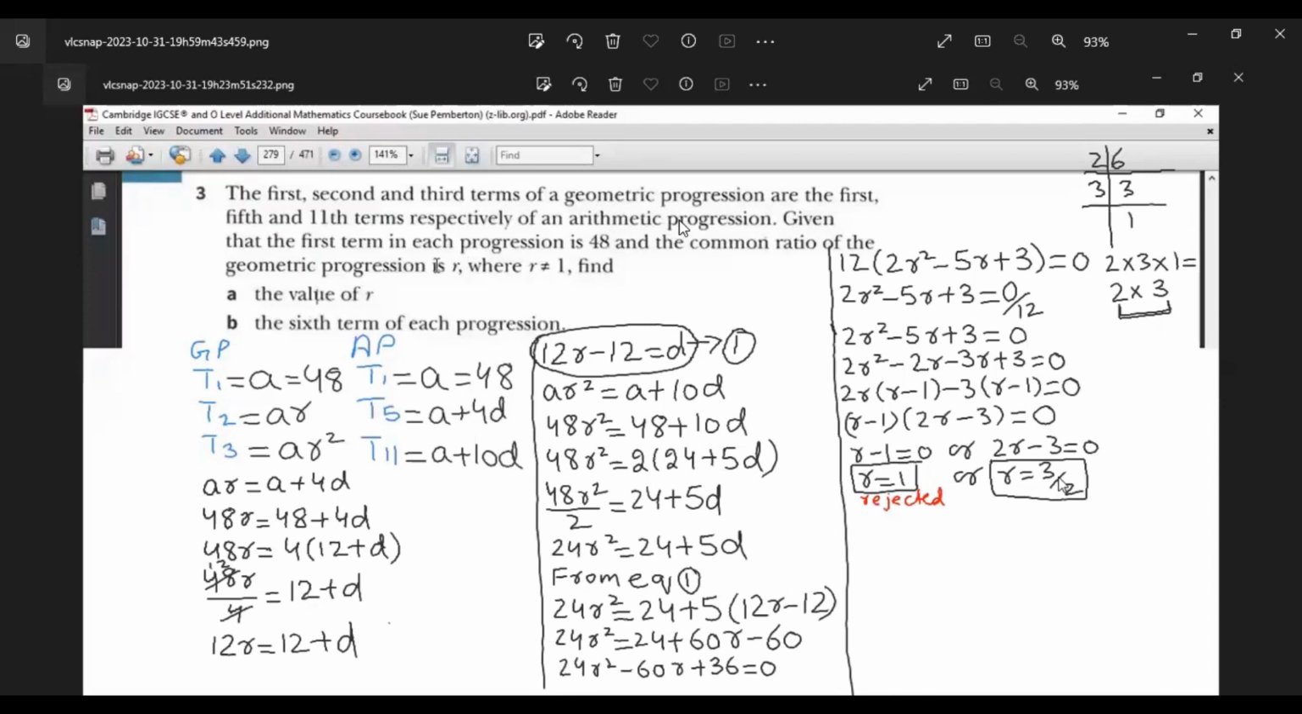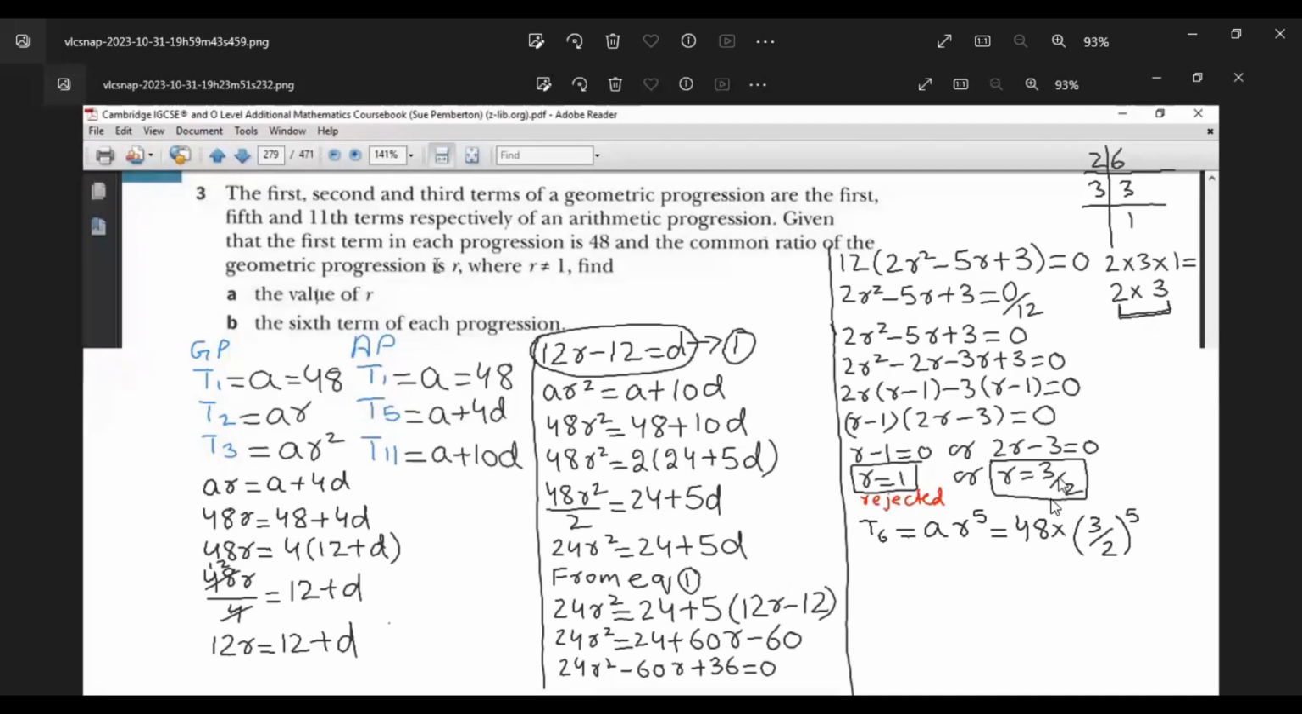Okay, they are asking for the sixth term of the geometric progression. So that will be T6 equals A R to the power 5. Now the value of A we have already got, that is 48. So this will be 48 into R, and R is 3 over 2, whole power 5 over here.